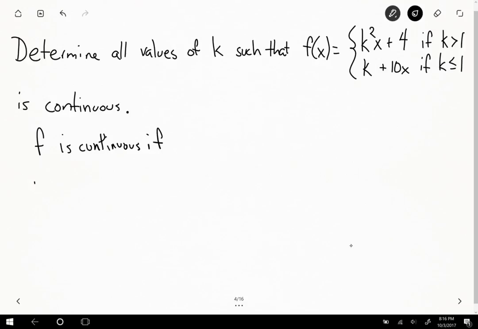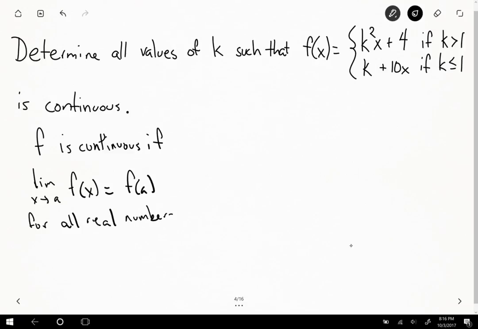If the limit as x approaches a of f of x equals f of a for all real numbers a. Now for this problem, what do we need to have happen?